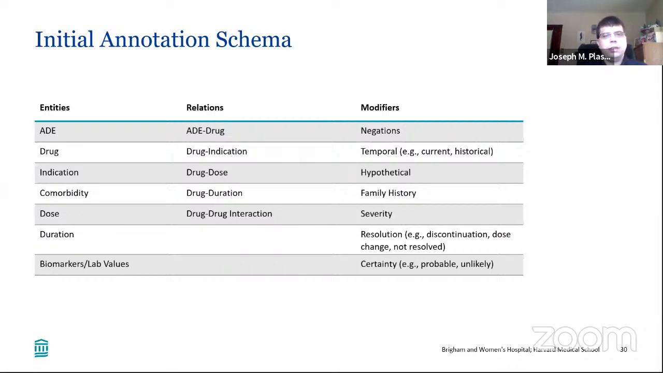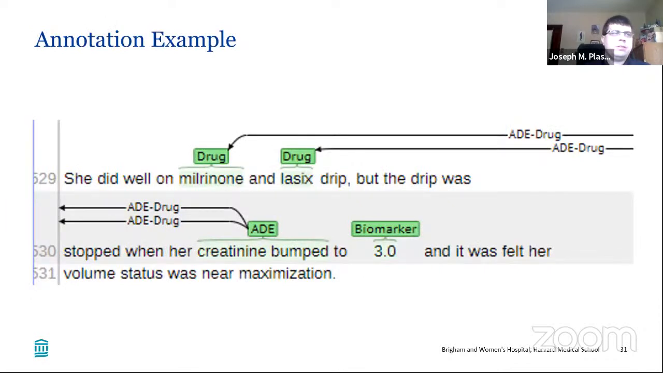With all this in mind, this is the initial proposed annotation schema, including entities, relationships between those entities, and modifiers. And so this will be developed based on previous work in ADE identification using annotation schemas from the N2C2 challenge and the MADE 1.0 challenge. So here's another example. We have two drugs, Mirlanone and Lasix, and both have a relationship with an ADE, creatinine bump, with a biomarker of 3.0.